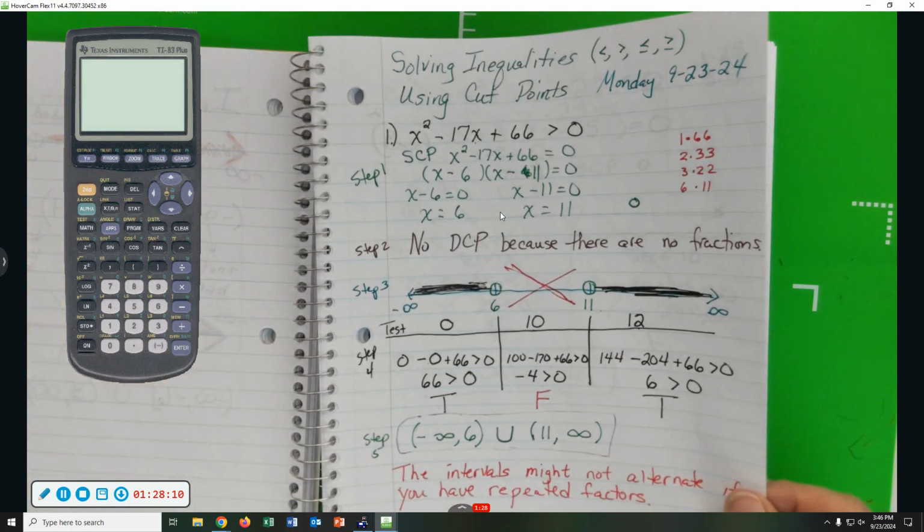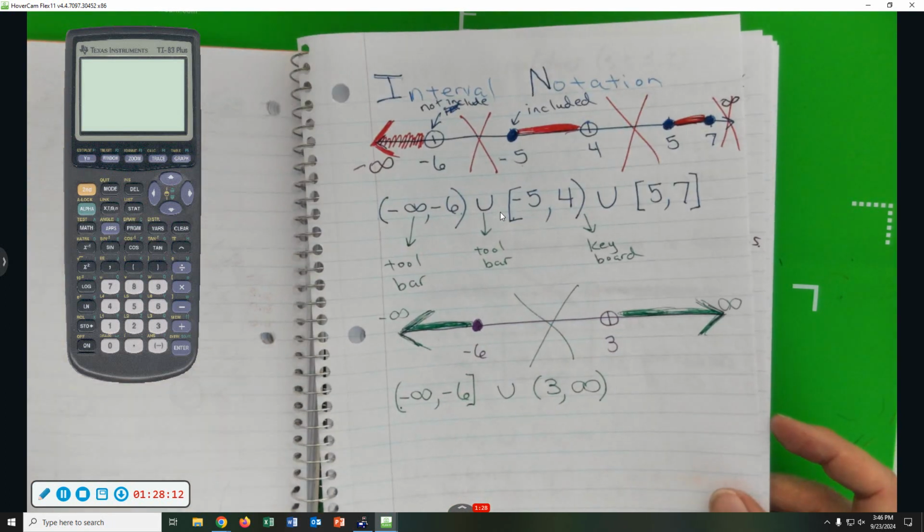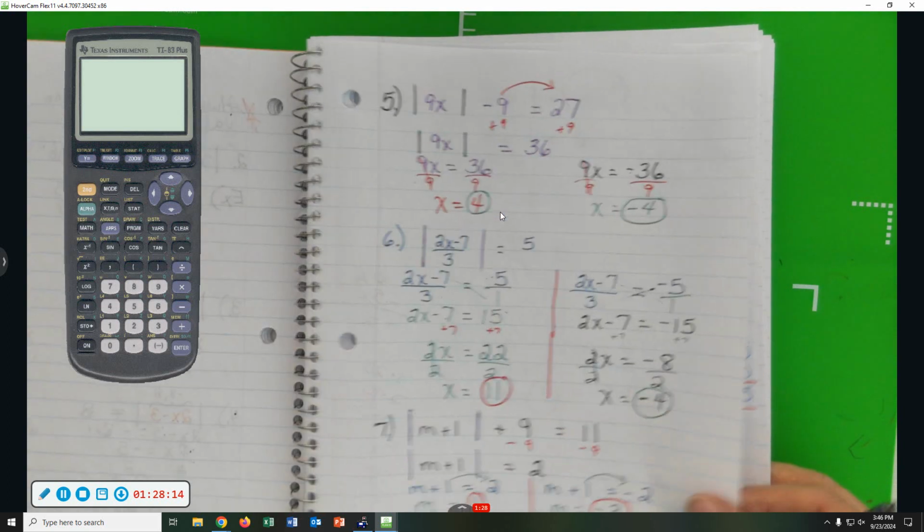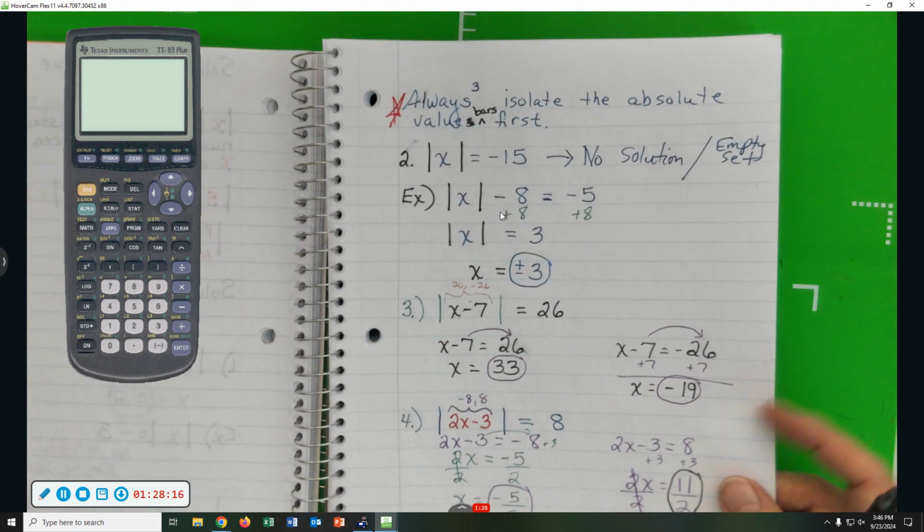Where is it? No. Goodness, we're using a lot of. Where is it? Oh, there it is.